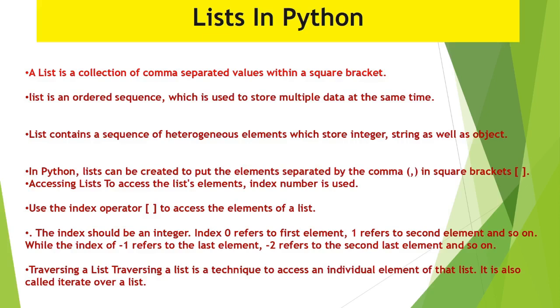And the last point is traversing a list. What do you mean by traversing a list? Traversing a list is a technique to access an individual element of that list. It is also called iterating over a list. What is the meaning of traversing or traversal?